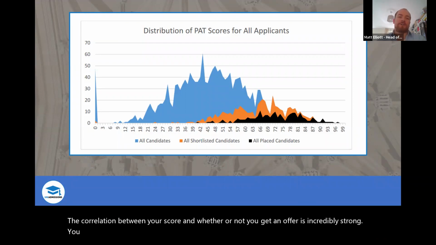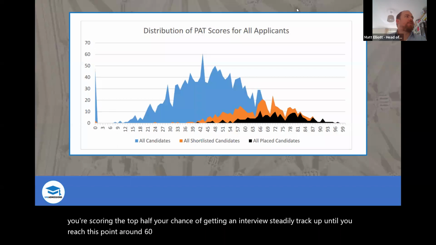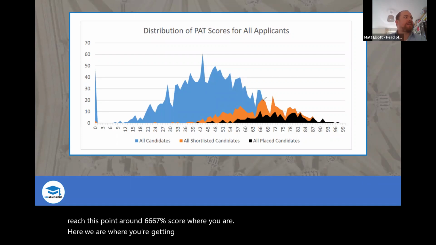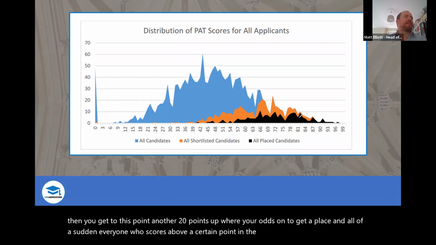If you are scoring in the bottom half of that distribution, you're not getting to the interview. If you're scoring in the top half, your chance of getting an interview steadily tracks up until you reach this point around 66–67% score, where you're almost guaranteed to get an interview. And then you get to this point, another 20 points up, where you're odds on to get a place, and then all of a sudden everyone who scores above a certain point in the admissions test is getting a place.